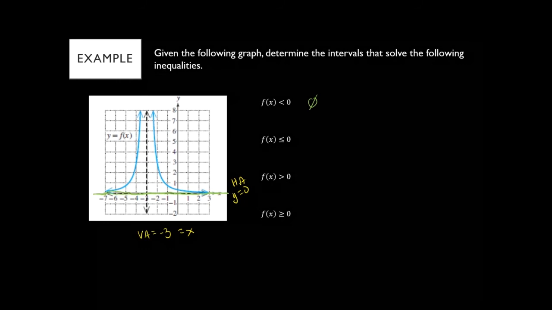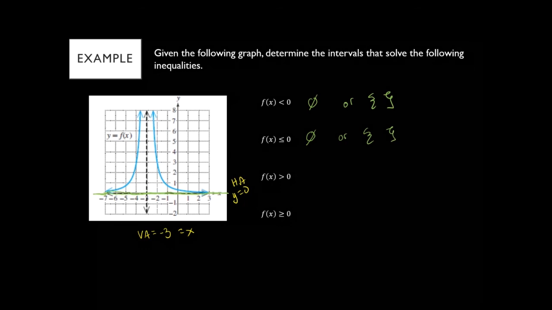So it's the empty set symbol, or we can write it with a literal empty set with nothing in there, but there is no point where we're less than that. Less than or equal to would include any x-intercepts, but we don't have any x-intercepts because we have a horizontal asymptote, which means that we don't touch the x-axis. So again, no solution here.